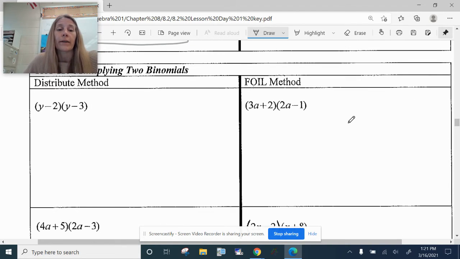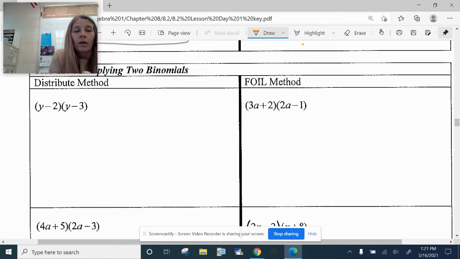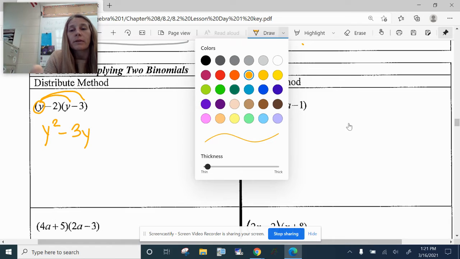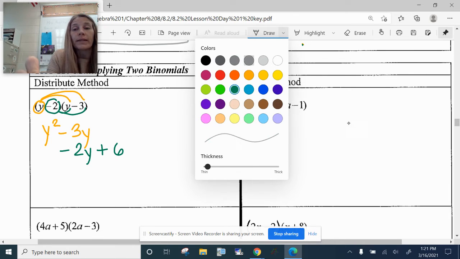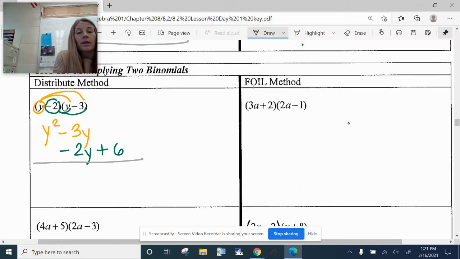All right, so a few more practice problems here. So here I'm going to distribute my y first. So I end up with y squared minus 3y. Then I'm going to distribute this negative 2. So I'm going to get negative 2y plus 6 because the two negatives multiply together to get a positive. And then I combine like terms. So y squared minus 5y plus 6.